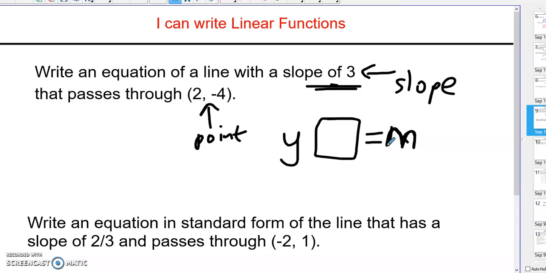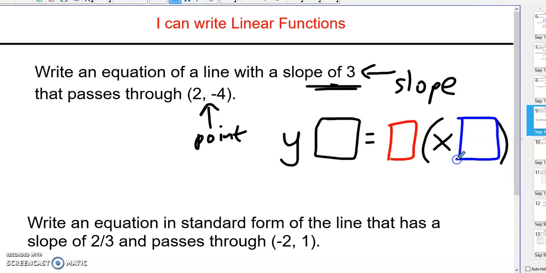And so let me erase that, and I will put here, let's say, a red box, and then we have some parentheses, and then x, and let's use a different color. Then we have another box. So the thing that goes into the red box is the slope. We can put a 3 there. And now we have to find what goes next to the y and what goes next to the x there.